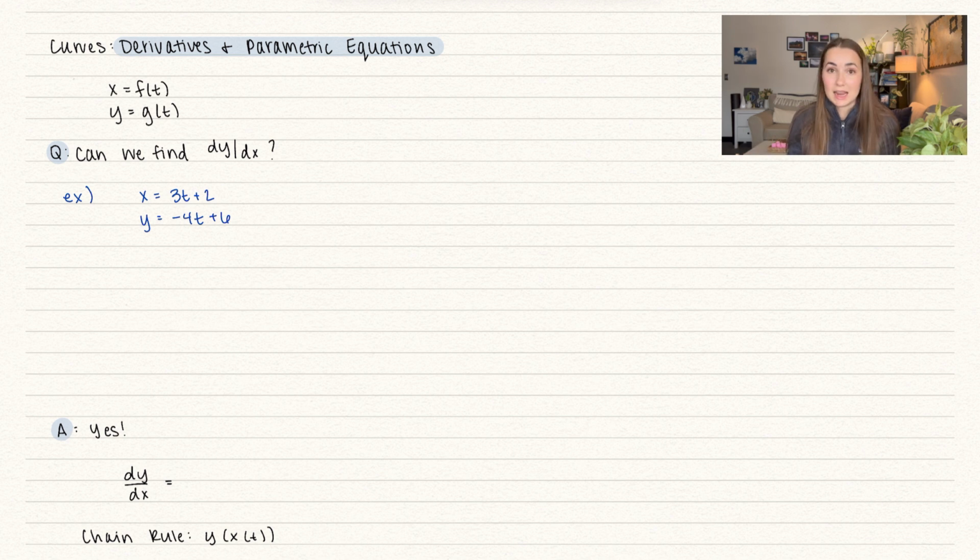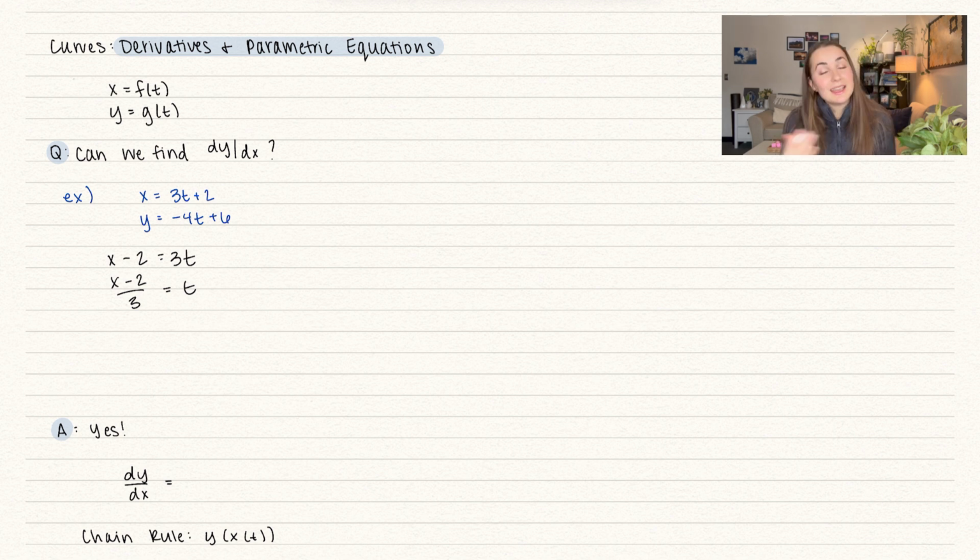Now let's go ahead and start with an example. Here we have a parametric line. So we have x is 3t plus 2 and y is negative 4t plus 6. Let's just go ahead and find our actual equation that we're going to be working with, right? So let's solve for t all by itself. If I subtract 2, we get x minus 2 is equal to 3t. And I can divide both sides by 3. So (x minus 2) divided by 3 is equal to t.